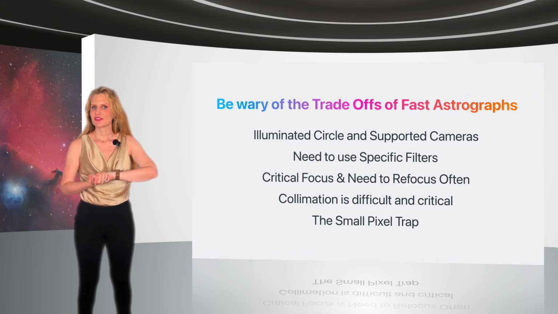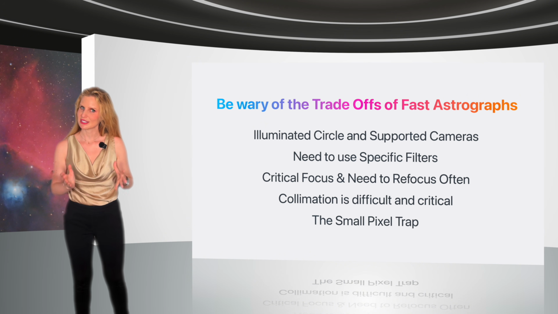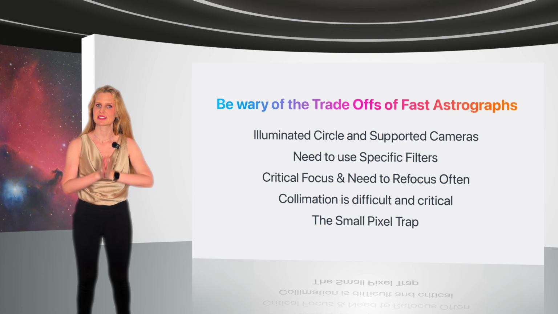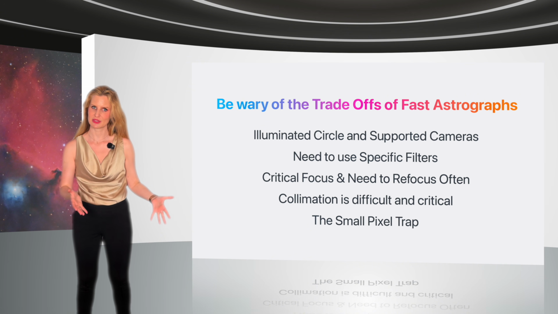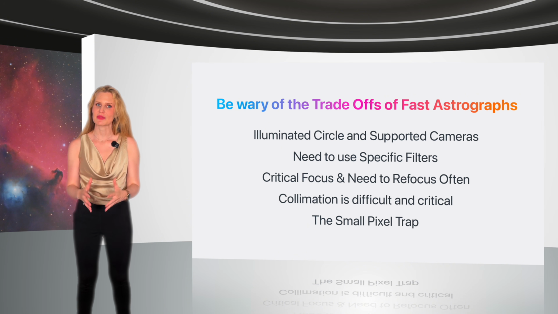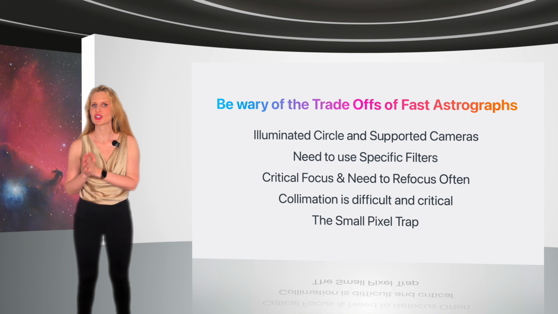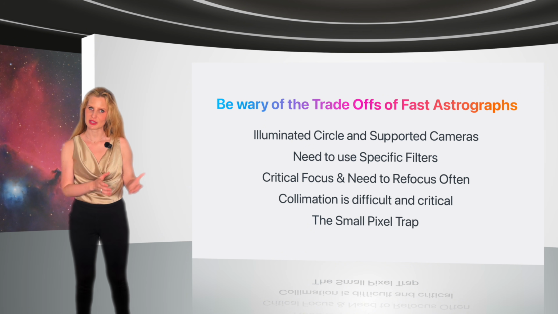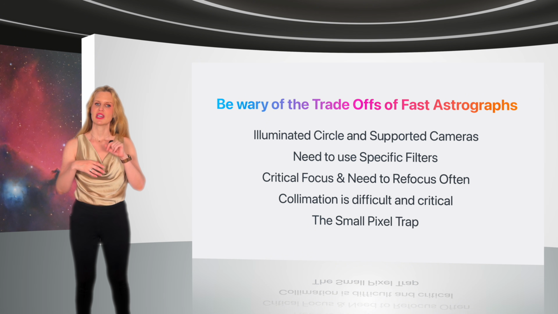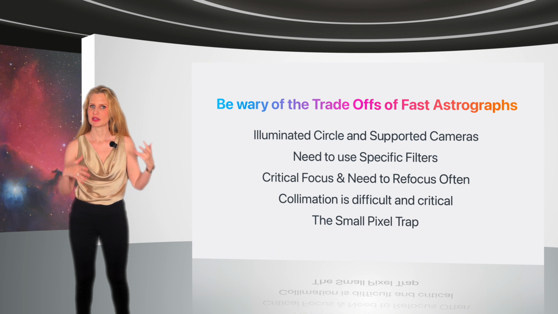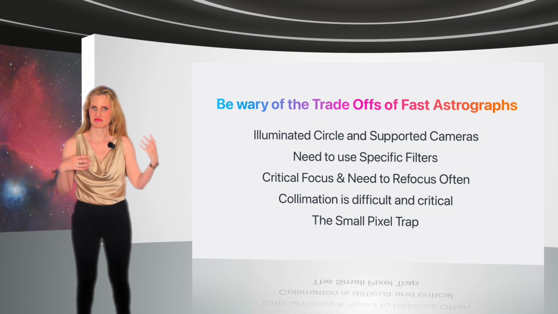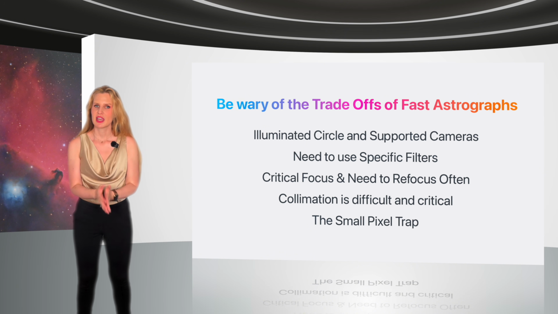Faster telescopes often have smaller illuminated circles, which limits the sensors you can use. As we discussed in the previous video, they may require specialized filters, and they are also far more sensitive to focus, meaning you'll need to refocus more often and deal with issues like tilt and collimation more carefully.